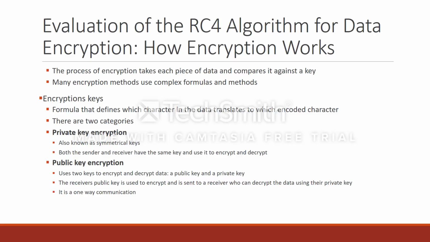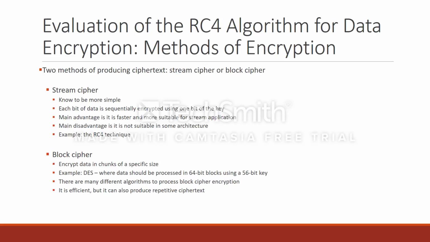Private key encryption uses symmetrical keys where both the sender and receiver have the same key and use it to encrypt and decrypt the data. Public key encryption is where two keys are used to encrypt and decrypt data. There are two methods of producing ciphertext, stream ciphers and block ciphers. Stream ciphers are more simplistic in nature as each bit of data is encrypted using one bit of the key. The main advantage of this is speed and the obvious uses for streaming applications. Block ciphers encrypt data in chunks of a specific size, an example being DES.